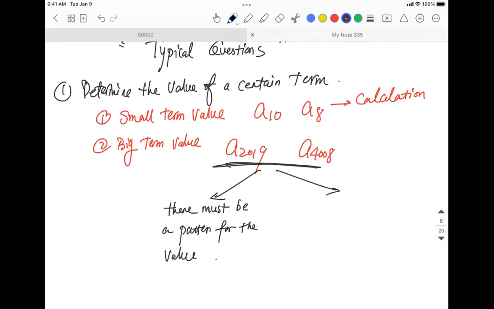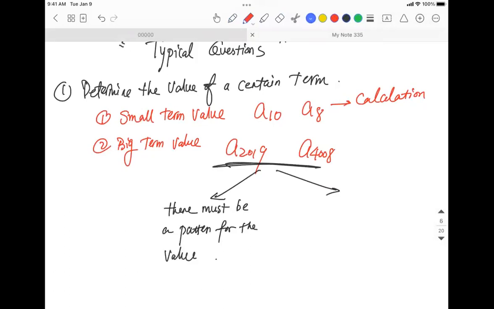What is that? So that means the value of a certain term and the term's index itself, like 2009, let's say the value of the 2009th term, which is A 2009, and the term number 2009, there must be a very simple relationship between them. Okay? So as long as you can find out the relationship, you'll be able to solve the problem right away, right? But how can you find out the relationship?